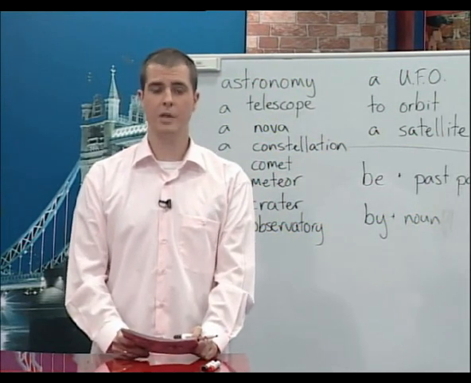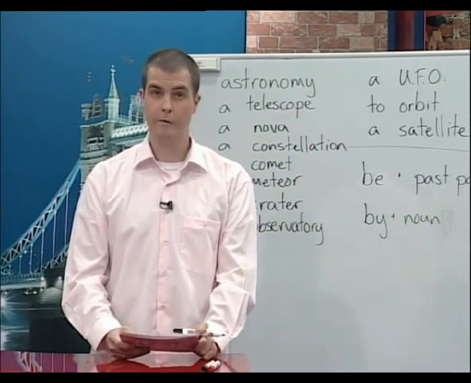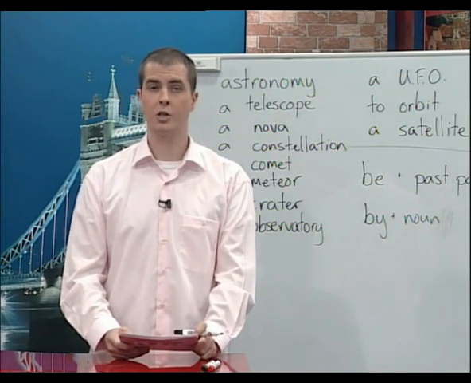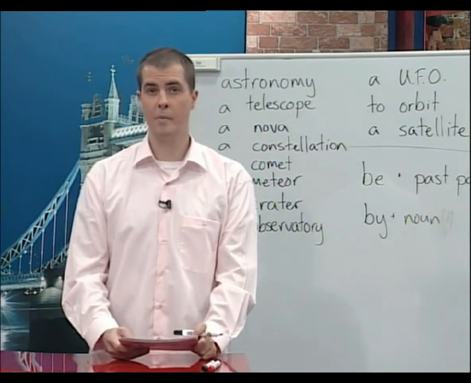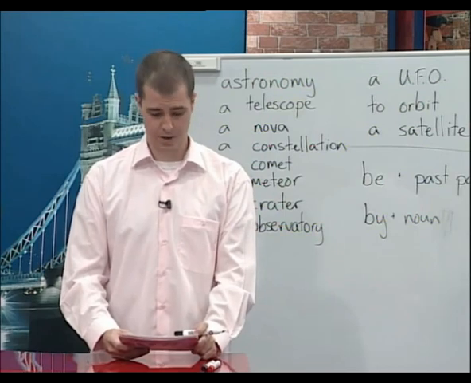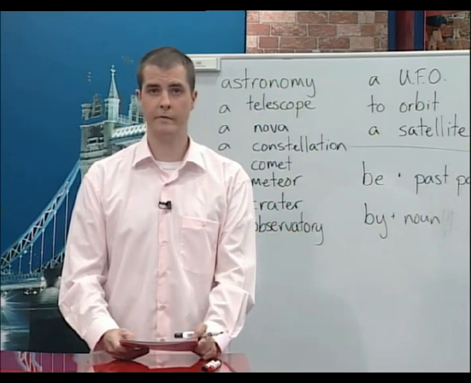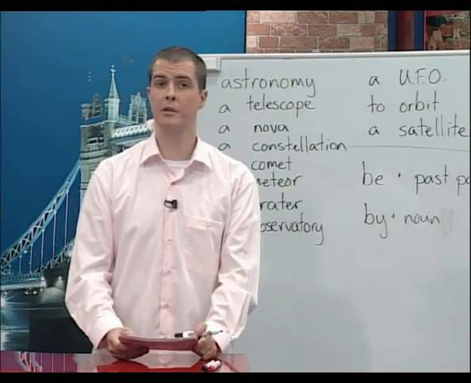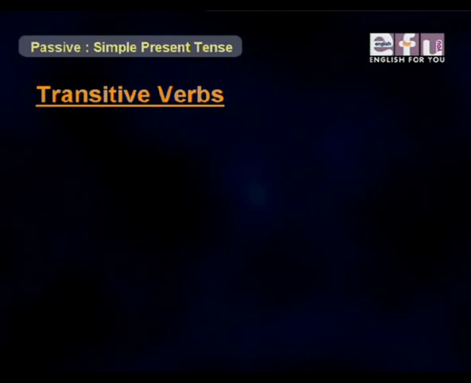Now, we need to use a transitive verb for these passive sentences. A transitive verb is a verb that is followed by an object. Only transitive verbs can be used in the passive. Here are some examples. Transitive verbs. Okay, we have to draw, because we can draw a picture. The picture is the object.